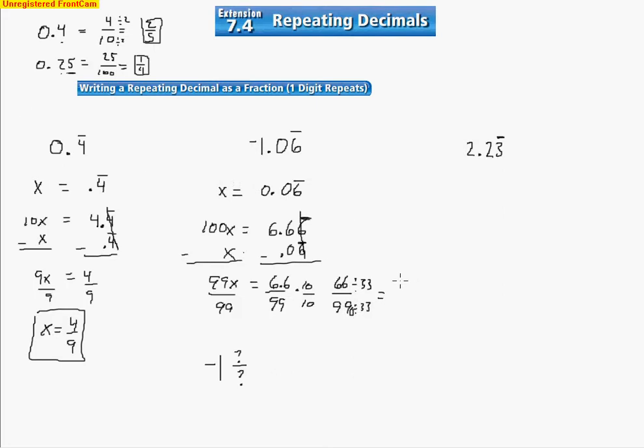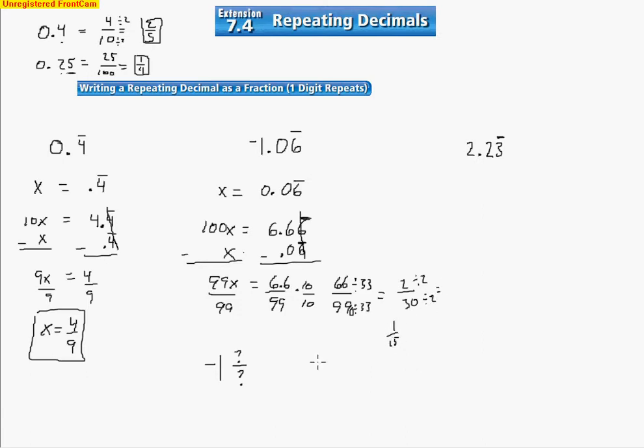So I'm going to divide by that 33, and I end up with 2. So 33 goes into 66 2 times. 33 goes into 990 30 times, but then I have that 0. And so I go ahead and reduce this one more time, dividing it by 2, and I'm left with 1 over 15.